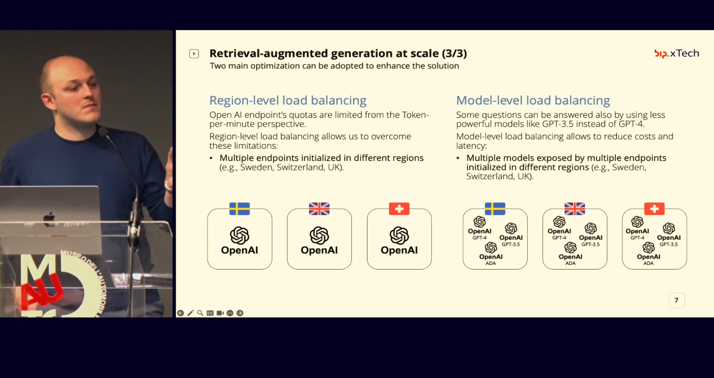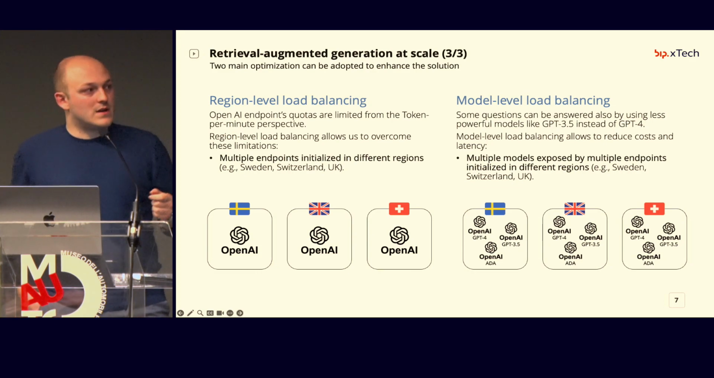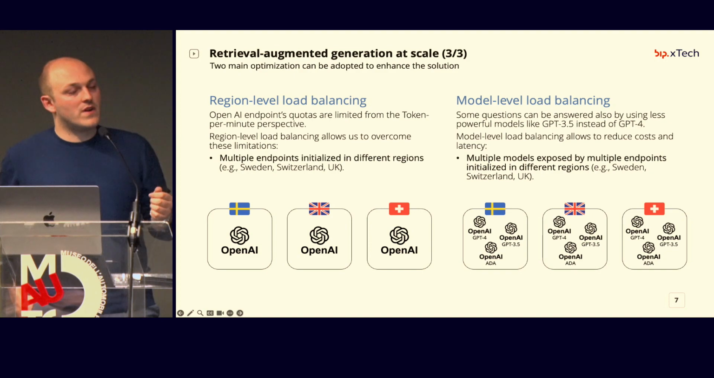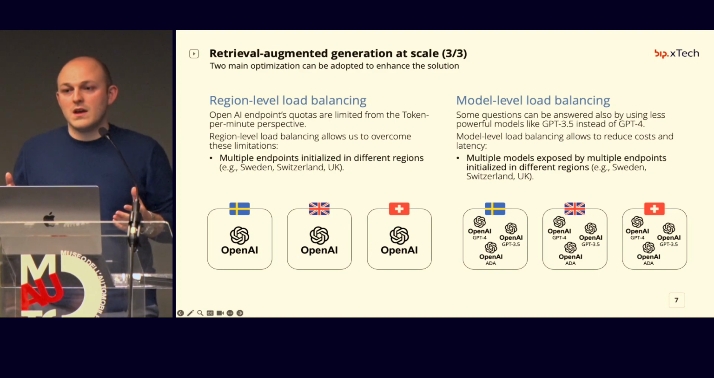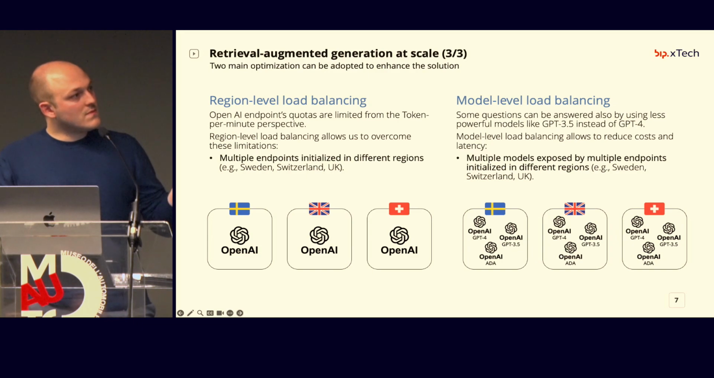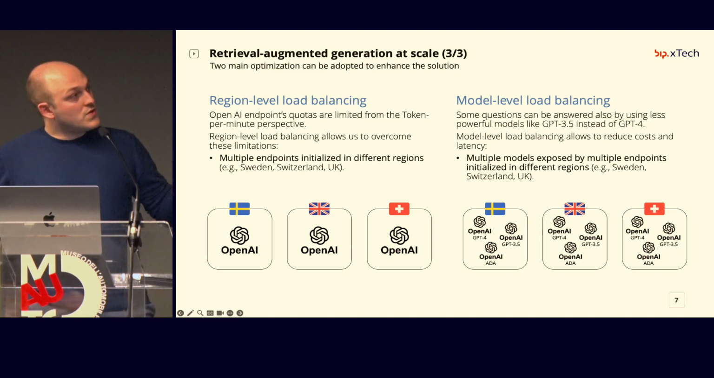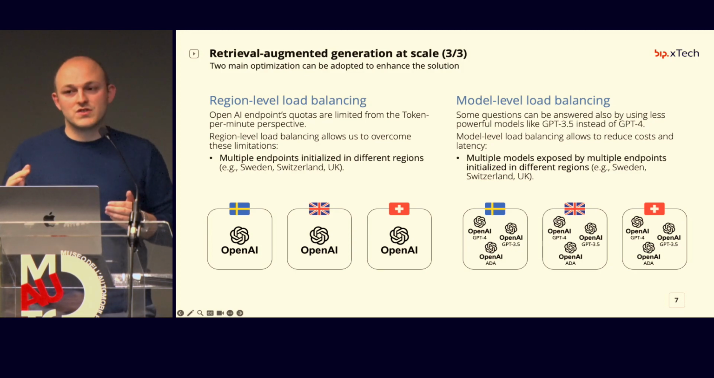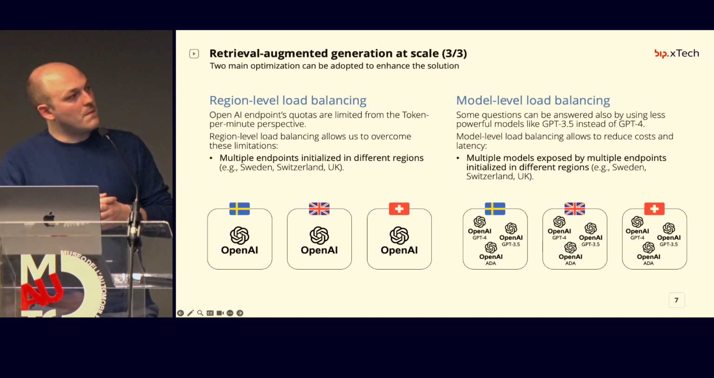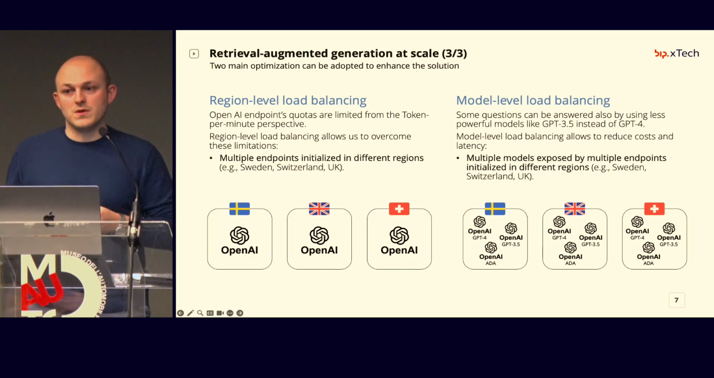Or if you know that some prompts are very simple, you can send them to GPT 3.5, which can perform well, and also from the cost perspective is lower with respect to GPT-4, and the quota limits are higher than GPT-4. So if you combine regional level load balancing and model level load balancing, you can reach about 10 times availability with respect to using a single endpoint with a single model.